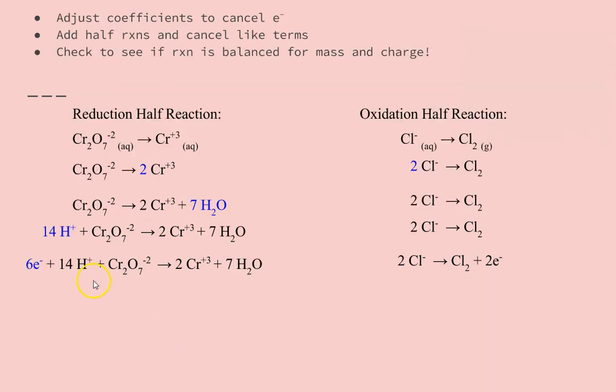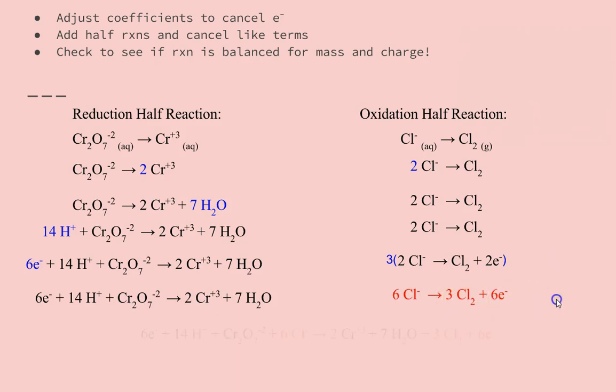Now that we've balanced the charge, we need to adjust the coefficients to cancel the electrons. I'm looking at the whole reaction all together. We have 6 electrons here and 2 electrons here. We need to triple this reaction in order to cancel out all the electrons. Because remember, any electrons that we're gaining on one side have to be lost on the other. We can't have that be a different number. So this side is going to stay the same, and this side becomes 6 chlorides, 3 chlorines, and 6 electrons.